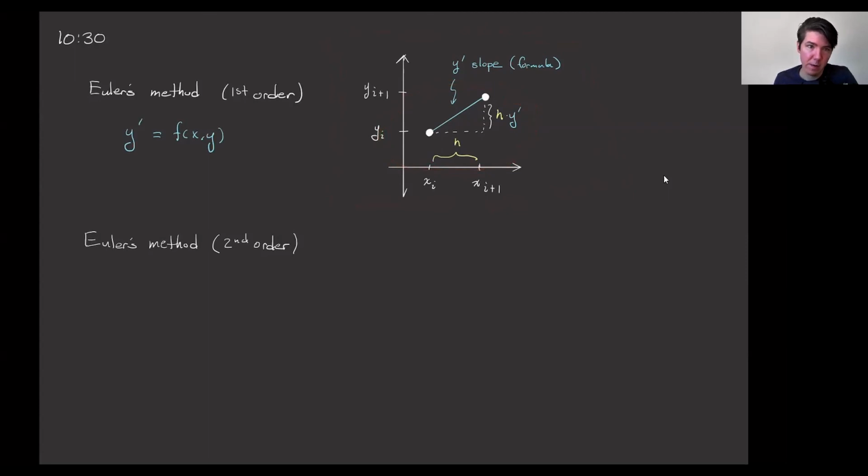What's different here is the following. If we have something like y double prime, now I'm going to use a specific example: y double prime plus 3y prime plus 2y is equal to e to the x. What's different here is we don't have a nice formula for, let's say, y prime. We don't have a nice formula for y prime.